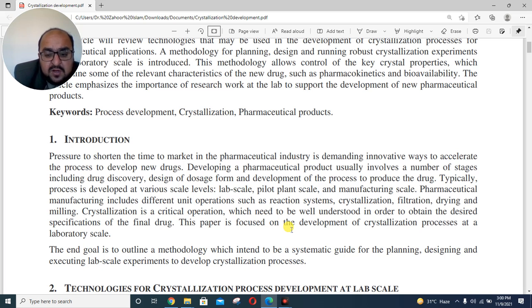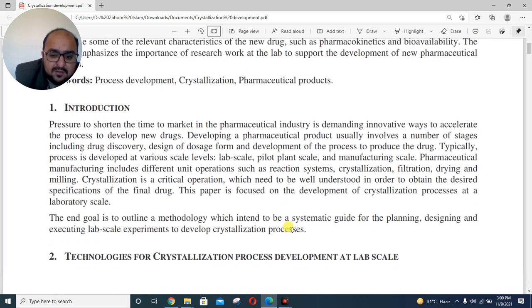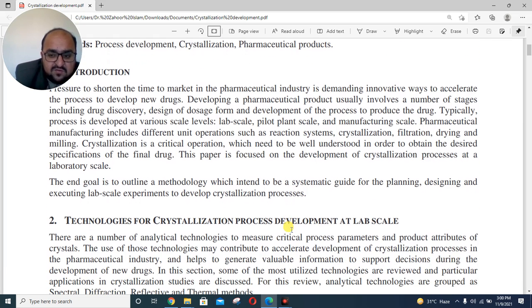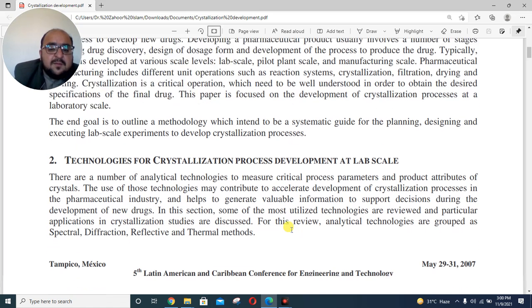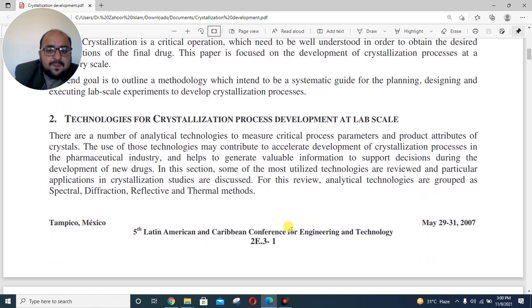And this paper is totally focused on the development of crystallization process at a laboratory scale. So the end goal is to outline a methodology intended to be a systematic guide for planning, designing and executing lab scale experiments to develop the crystallization process. The technologies for crystallization process development at lab scale.